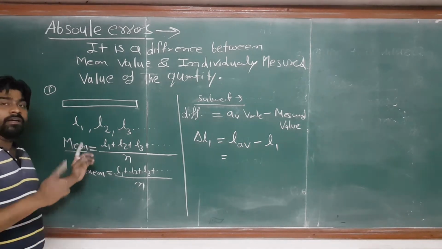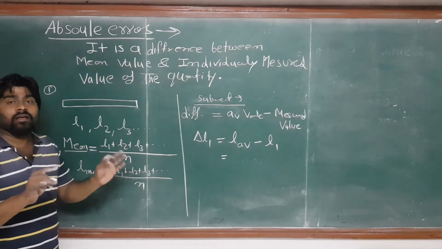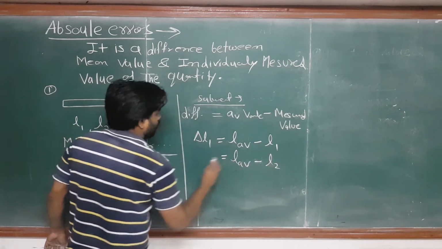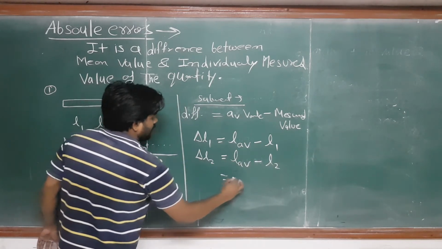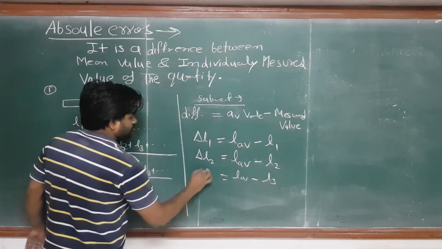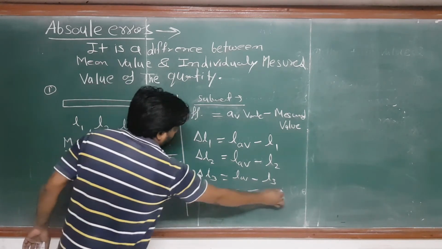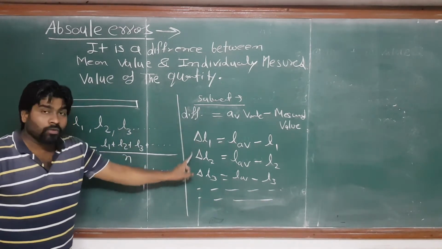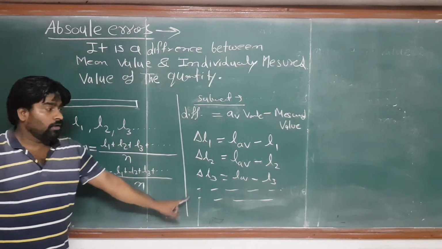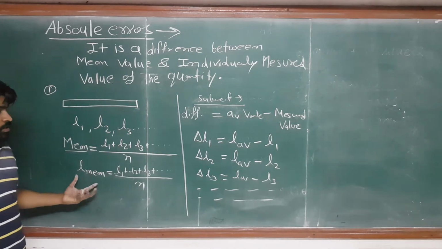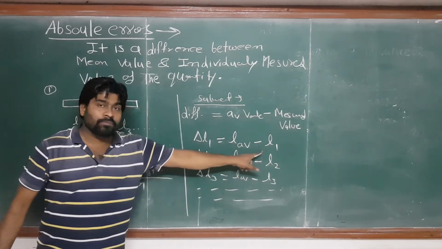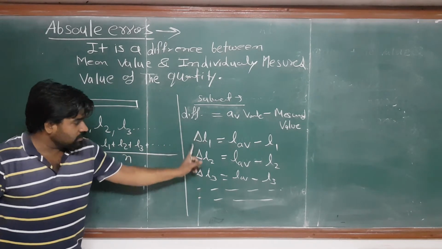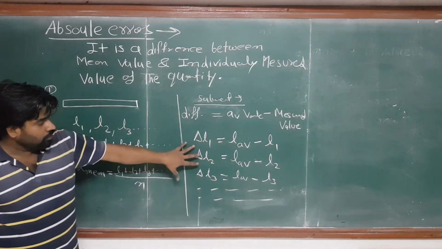Maybe some quantities can be greater than this L mean and some quantities can be less than the L mean. So you will see here, now the L average is again subtracted from L2, so the change in the value of L2 comes, L average minus L3, the change in L3 comes, and so on. Now see, these measured and subtracted values are known as the absolute errors, right? So what you have to do is take the average, and subtract each measured value from the average, and the change in the values is known as the absolute error. Okay, so these are the absolute errors.